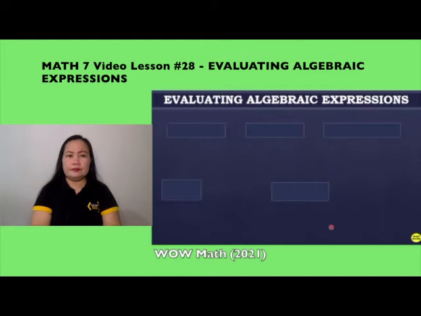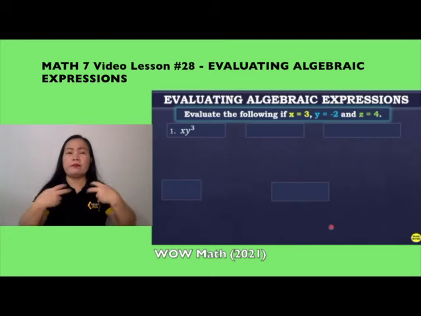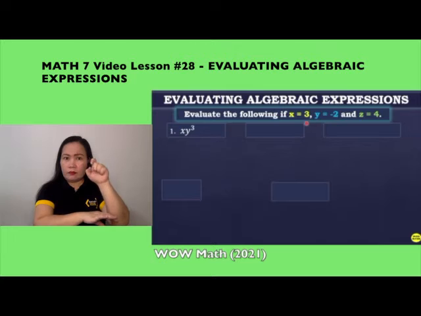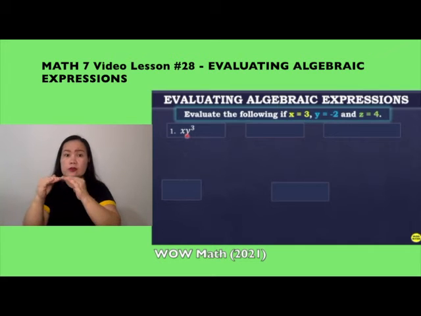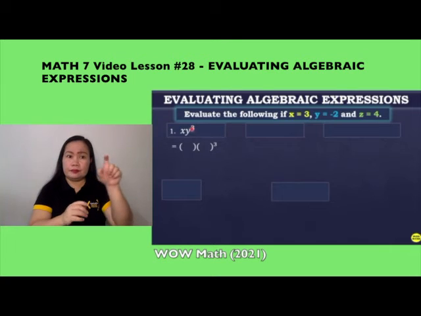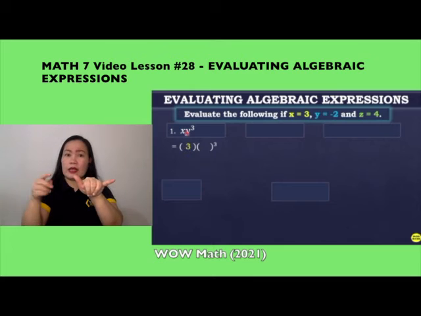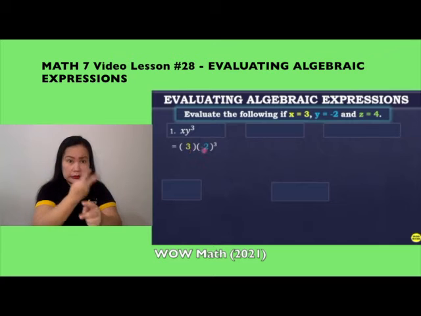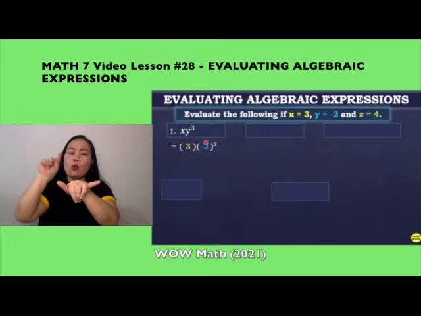Okay. So, what if meron na po tayong exponent? Okay. So, if x is equal to 3, y is equal to negative 2, and z is equal to 4. So, kapag may exponent na tayo, paano po gagawin? So, I have here x, y cube. Okay. So, substitute nyo po si x. Anong x natin? That is 3. And then, ang y natin is, ano ang y? Negative 2.